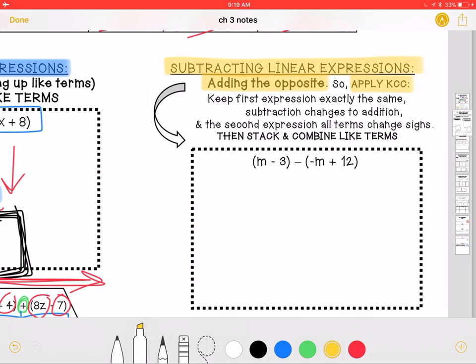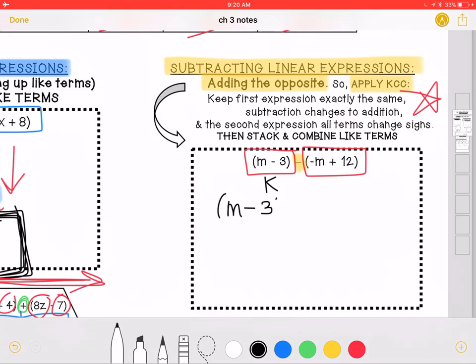But this is where it can get really tricky. Okay, and again, this is just one way I'm showing you. I'll show you another way to remember it. But one method is our keep, change, change. We're going to keep our first expression exactly the same. So remember, we have two expressions, and they're separated by a subtraction sign, which is why we know it's subtraction. We're going to keep this entire expression. So I'll keep it as m minus 3.